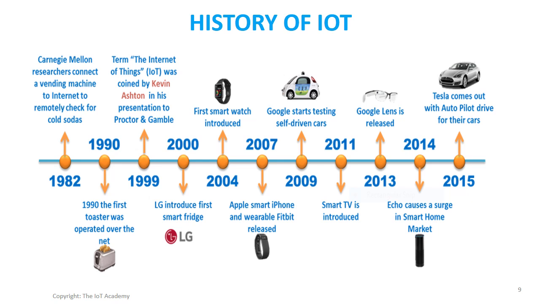In 1990, the first toaster was operated over the internet. In 2000, LG introduced their first smart fridge. In 2004, the first smartwatch was introduced. In 2007, the Apple iPhone and the wearable Fitbit were released. In 2009, Google started testing a self-driving car. In 2011, smart TVs were introduced. In 2013, Google Lens was released. In 2014, Echo caused a surge in the smart home market, and in 2015, Tesla came out with autopilot drive for their cars.